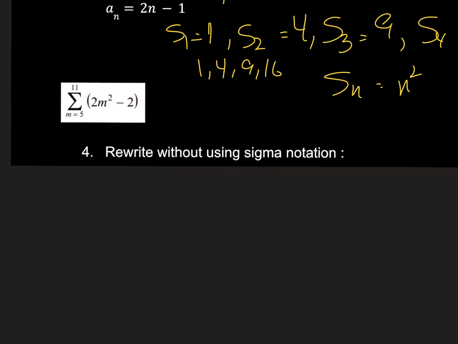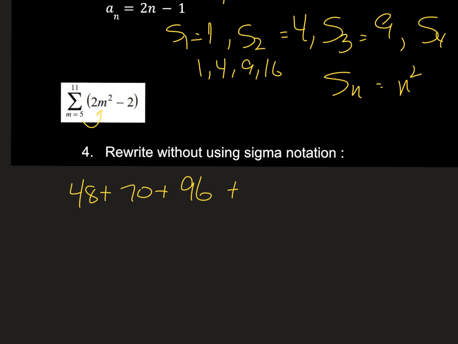Number 4, rewrite without sigma notation. Oh my gosh, it's going to take a minute because it's starting with 5. That's not bad. So start off sigma by plugging the 5 in there. 5 squared is 25 times 2 is 50 minus 2 is 48. Now I'm going to plug 6 in there. 6 squared is 36 times 2 is 72. Minus 2 is 70. Now plug 7 in there. 7 squared is 49 times 2 is 98. Minus 2 is 96. Keep going.